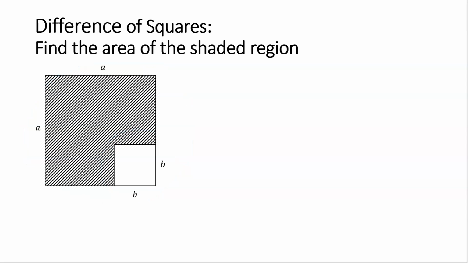So we'll call this method the difference of squares method. We're just taking the area of the big square, that's a times a or a squared, and subtracting it from the area of the big square, b times b or b squared. Now let's look at the problem in a different way.